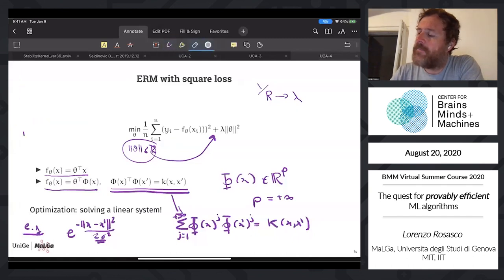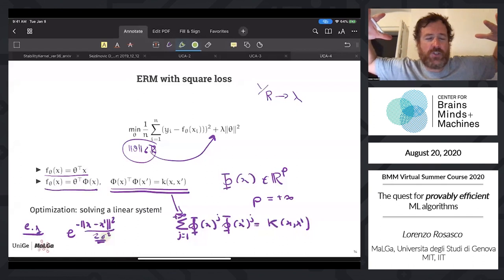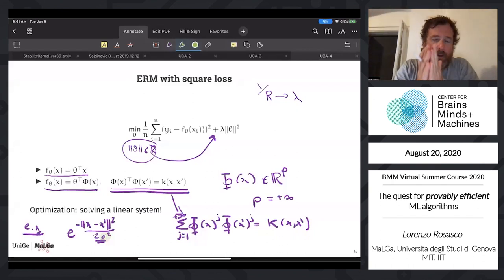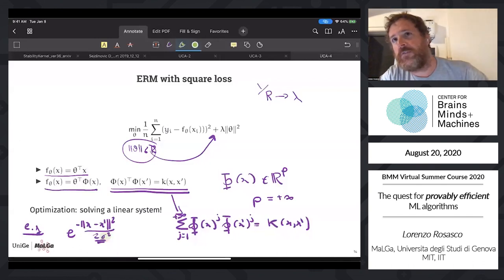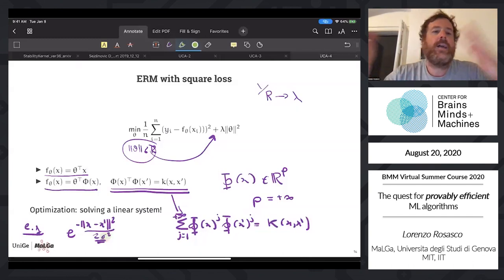So basically by tuning the width, by tuning this parameter here, you can go from combination of very wide Gaussians, very wide mountains to very peaked mountains, and you can go from very simple functions to very complicated functions. So in that sense, people like it because it doesn't contain a lot of prior information, but it interpolates well between complicated and simple functions.